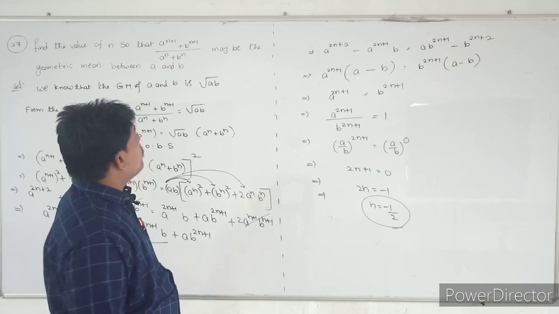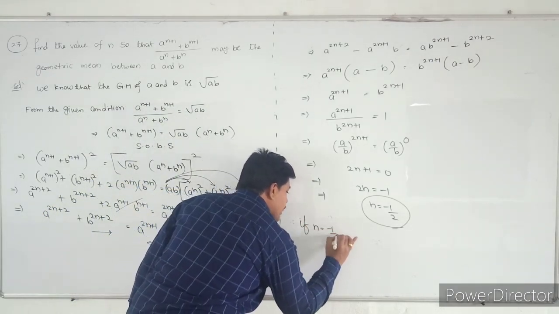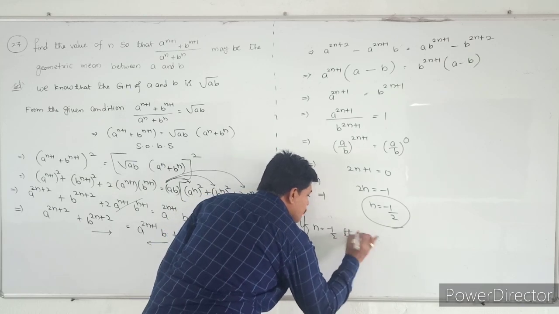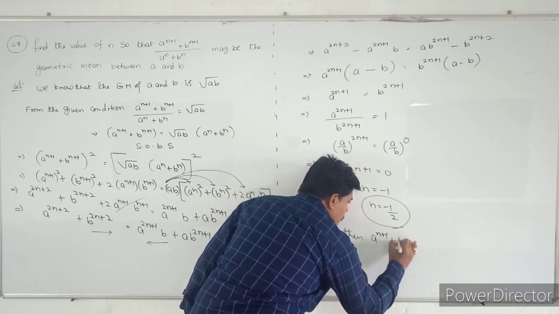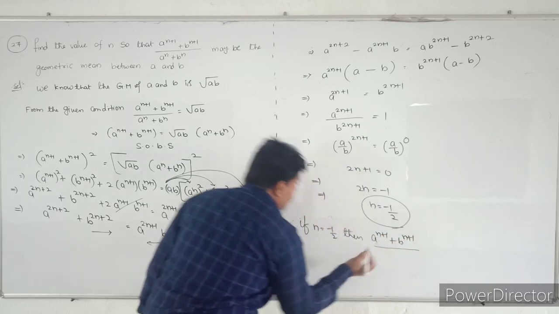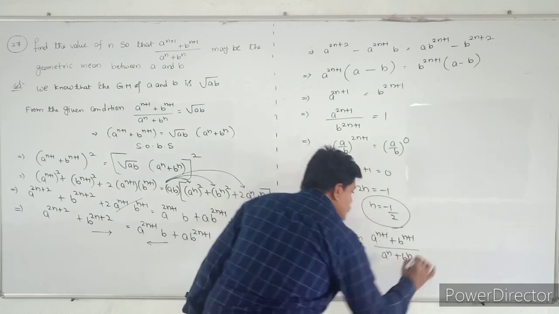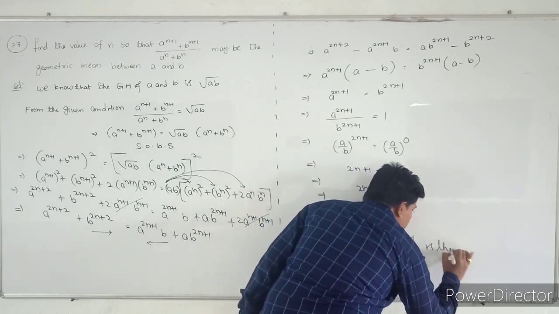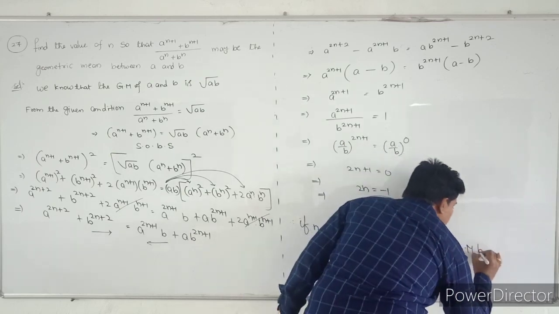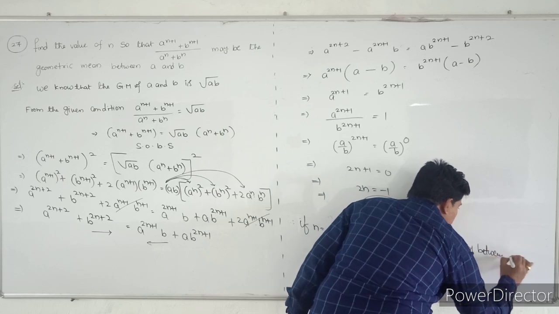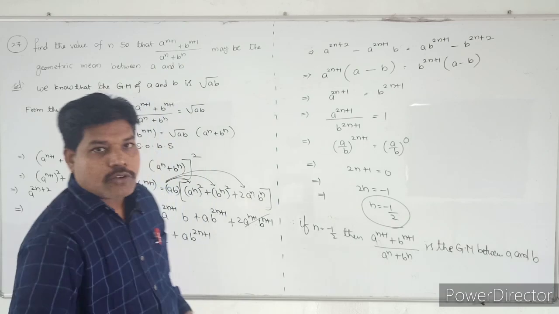So if n is equal to minus 1 by 2, then what we can declare is that a power n plus 1 plus b power n plus 1 by a power n plus b power n is the geometric mean between a and b. So see the question once again, students.